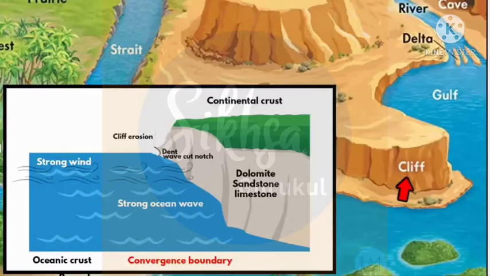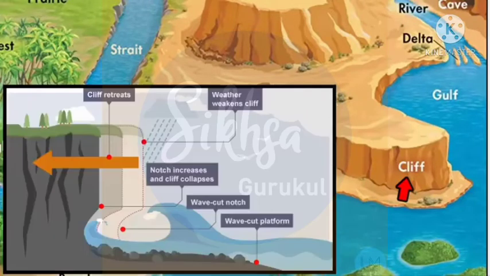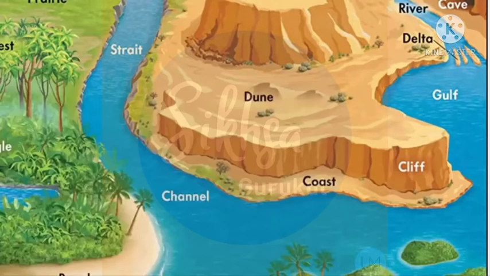As the notch increases in size, the cliff becomes unstable and collapses and gets washed into the sea. This continuous process will make the cliff collapse and move the entire cliff further and further inland, leaving behind a wave-cut platform. When there is low tide, you will be able to see the wave-cut platform, and during high tide, this area is submerged. The next one is coast.